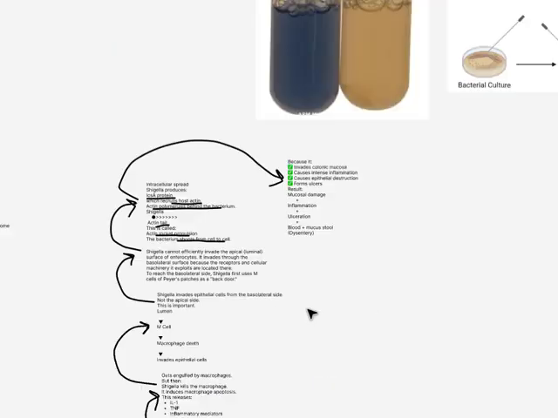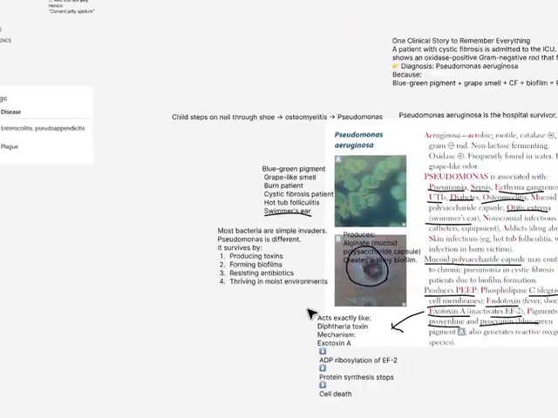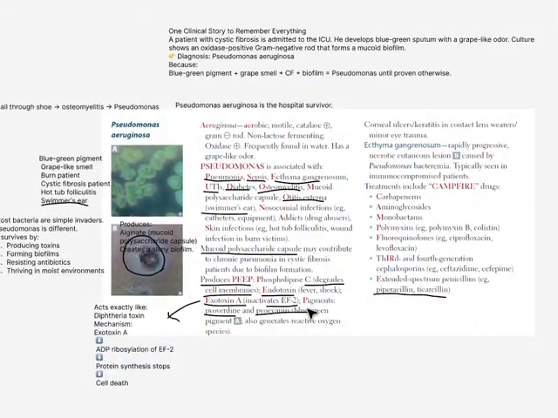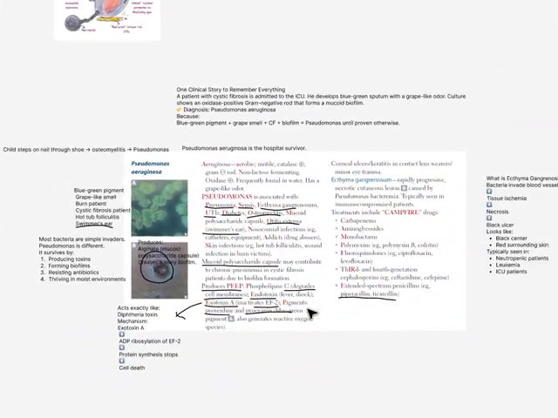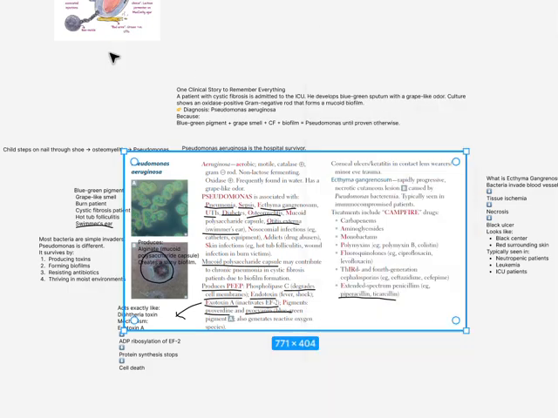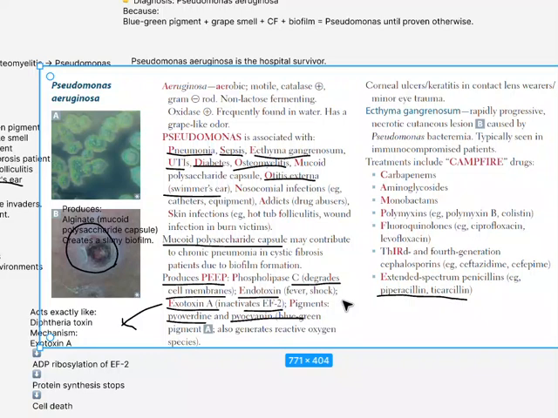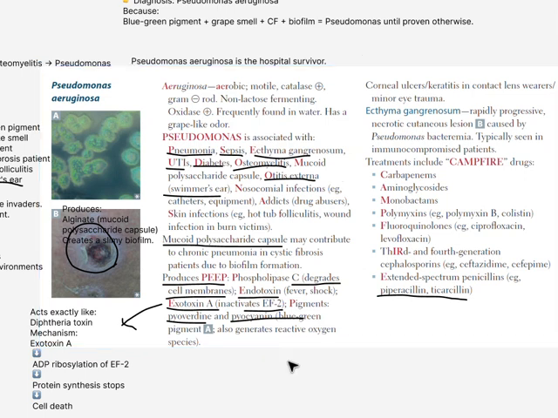Now we go ahead and talk about Pseudomonas, right? Pseudomonas is really important. It's a very commonly tested bacterial pathogen when it comes to exams. Something I would want you to know when you talk about Pseudomonas is that it's known as the hospital survivor. Okay, so we call it the hospital survivor.